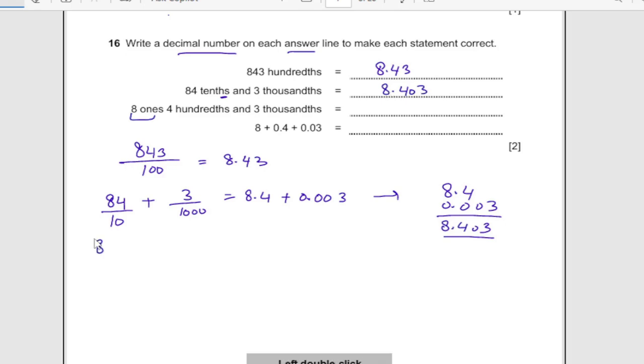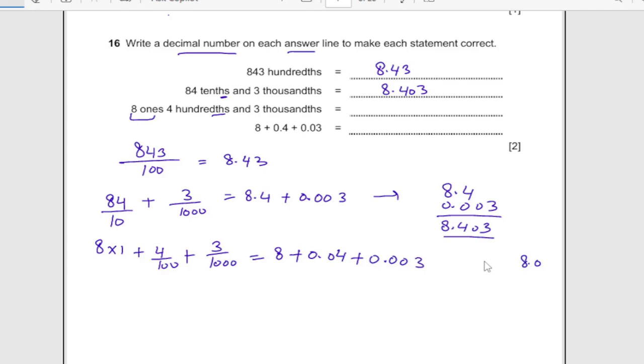Okay. Then next one is 8 ones. 8 ones means 8 times 1 plus 4 hundredths, hundredths again over 100, plus 3000s. 3000s is this one, right? So this is 8 times 1, 8, plus 0.04 plus 0.003. So this is 8.0, the first one. The second is 0.04, 0.003. It's 8.043. So 8.043 is the answer.